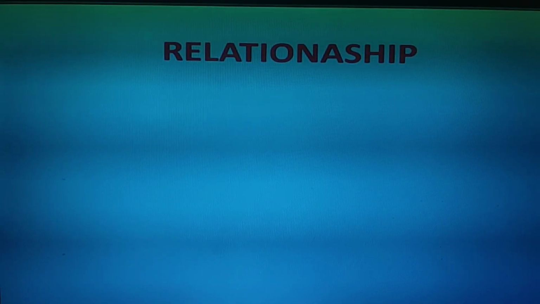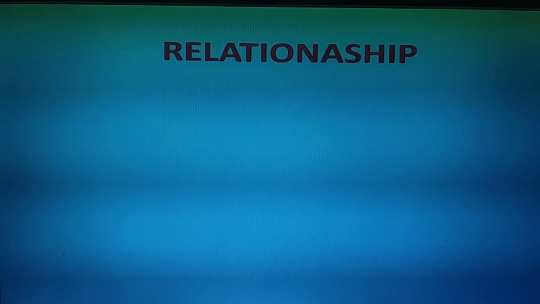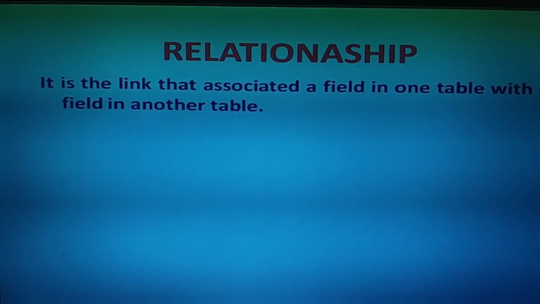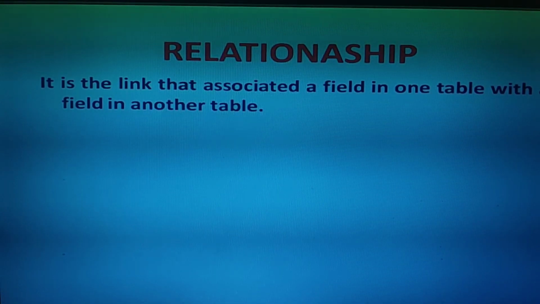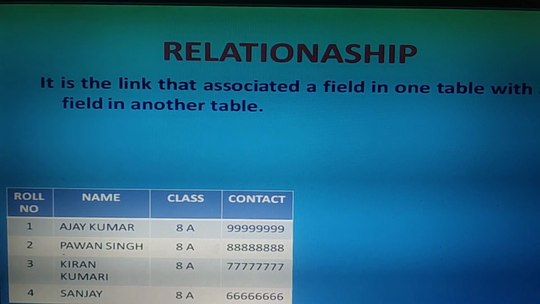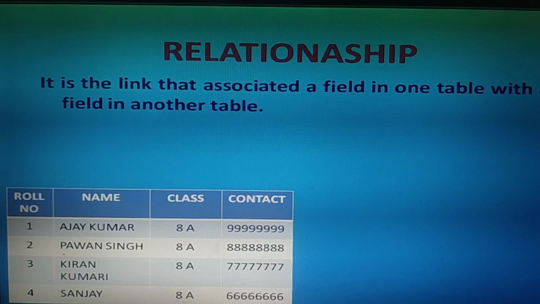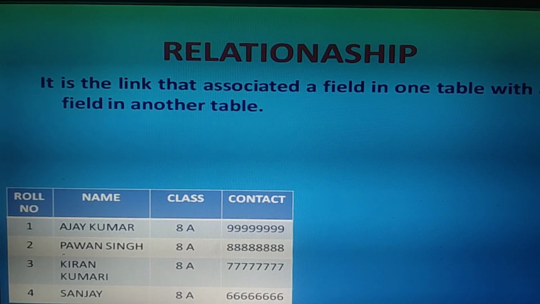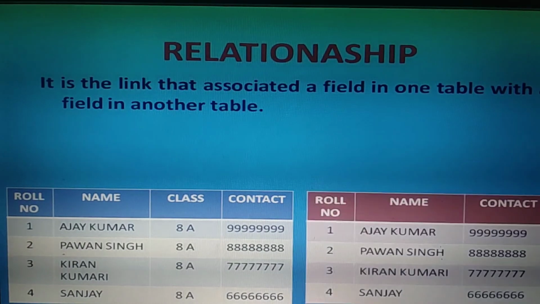And the next topic is relationship. Okay, it is a link that associates a field in one table with a field in another table. So if we talk about the relationship, between two tables we create a relationship. So now we have one table, and this is table 1, and there are 4 fields, and after that again we can create a second table, right?